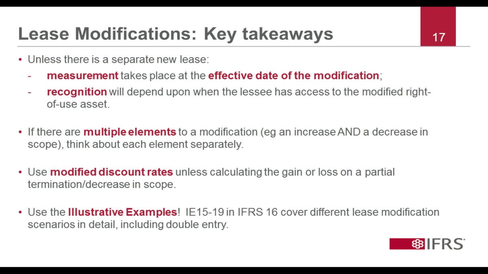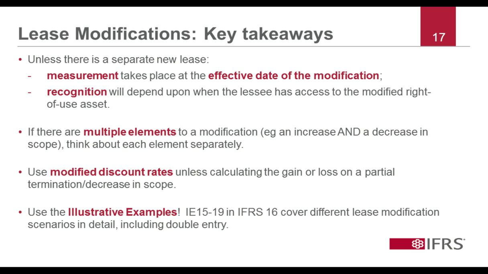Second, we've seen an example of a modification with multiple elements. In these kinds of scenarios, it is helpful to identify each separate element of the modification and deal with it separately. So, for example, calculate the gain or loss on a decrease in scope relating to a reduced lease term, and then work out the effect of an increased scope of the right of use asset. Illustrative example 18 of IFRS 16 covers this in detail.